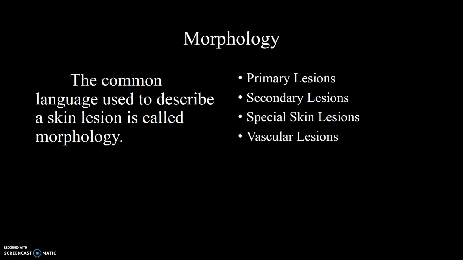So, morphology, that term, is just the common language used to describe a skin lesion. And I think it's important because we have to know if that skin lesion is either primary or secondary, okay? And then, of course, there are some special skin lesions and vascular skin lesions. But right now, let's just take a moment to talk about primary and secondary lesions.